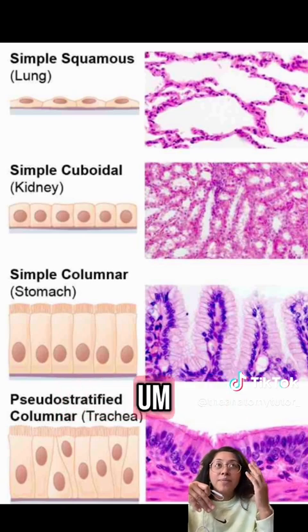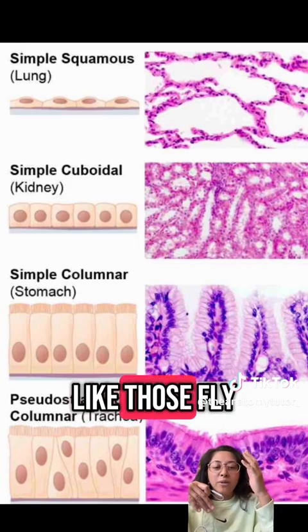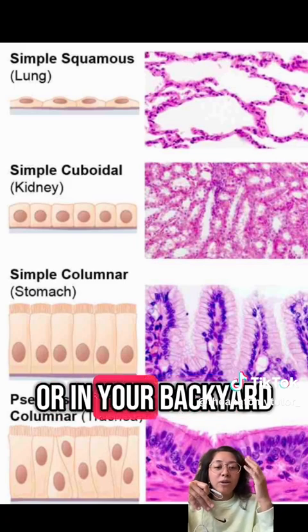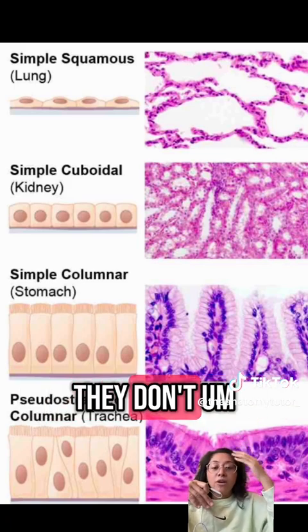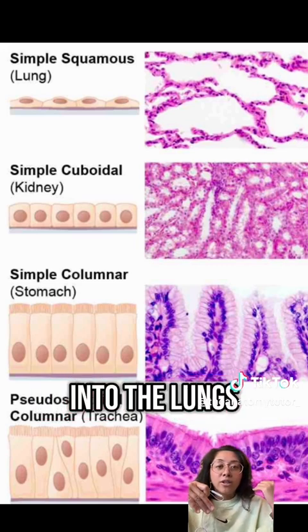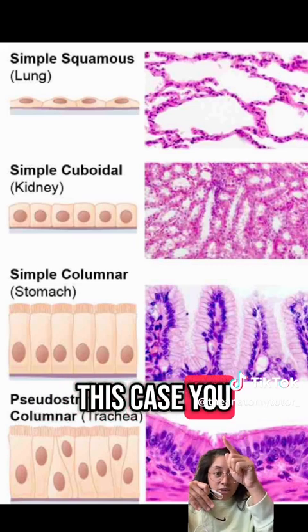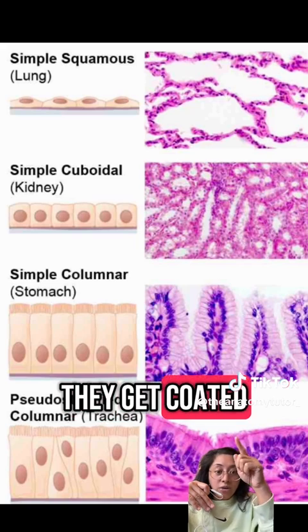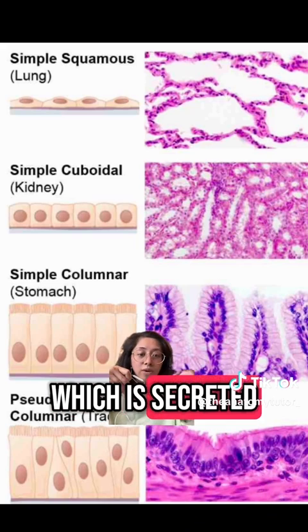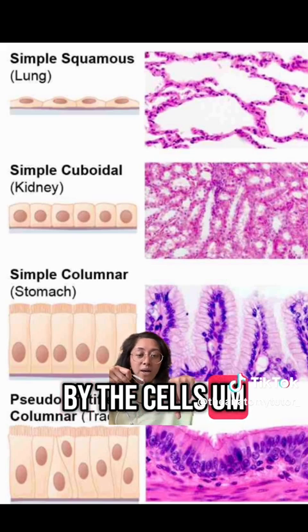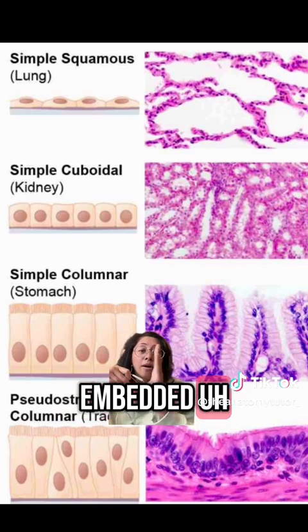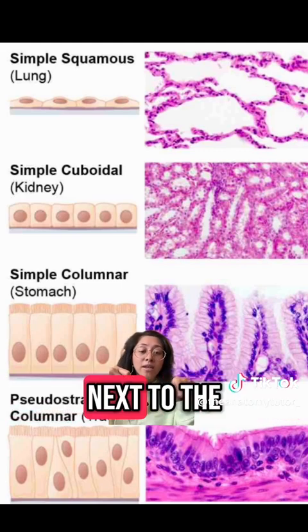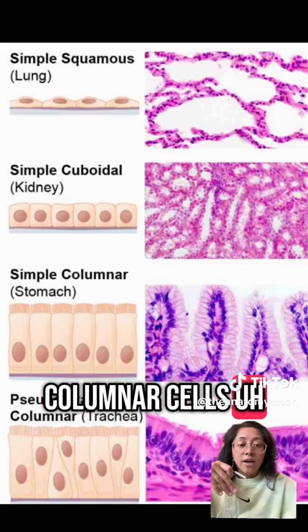I like to equate these cilia to those fly traps that you have at picnics or in your backyard, because they're sticky and they trap particles so that they don't get inhaled further into the lungs. And so in this case, the cilia get coated with mucin, which is secreted by the cells called goblet cells that are embedded alongside as neighbors next to the columnar cells down here.